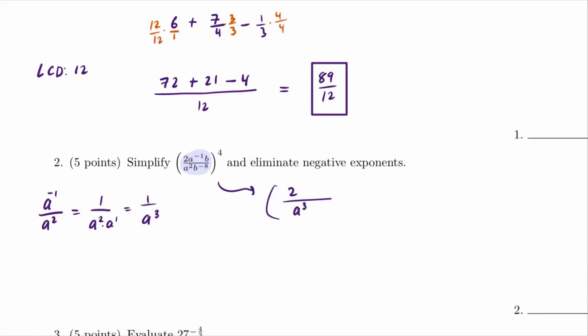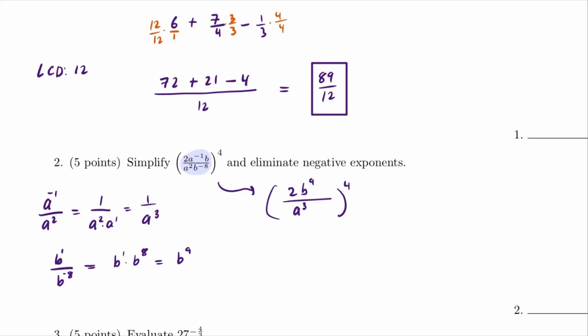Now for the b, I'll do the same thing. I have a b on top. Think of it as b to the 1 and b to the negative 8. So what I'm going to do, I'm going to move the negative exponents in the numerator. So that gives me b to the 1 times b to the 8, which is b to the 9th on the numerator. So this would be b to the 9th. And everything gets a power of 4. So what I have done, I have just simplified my variables.